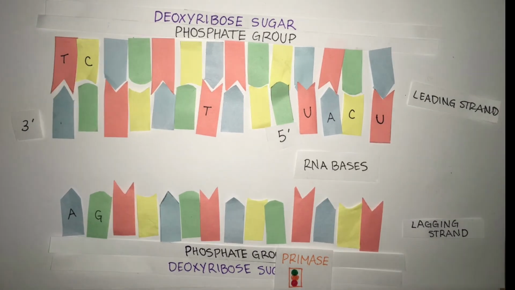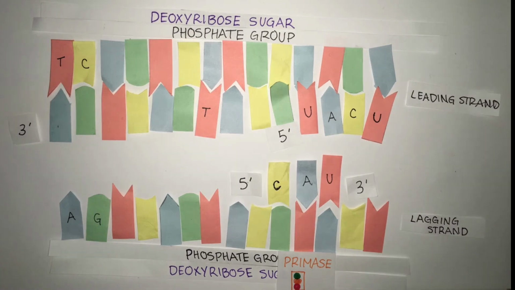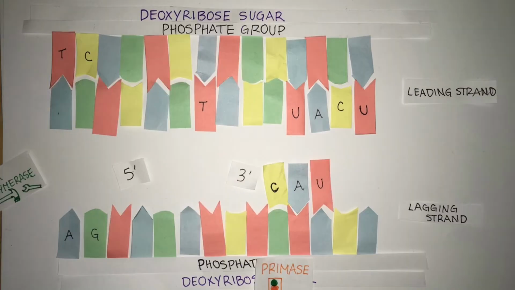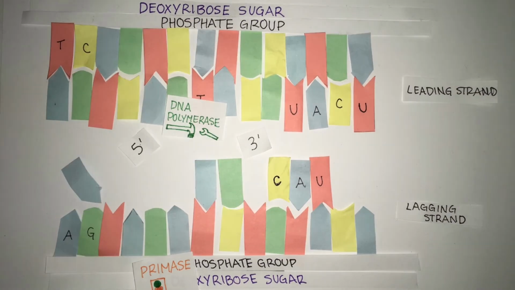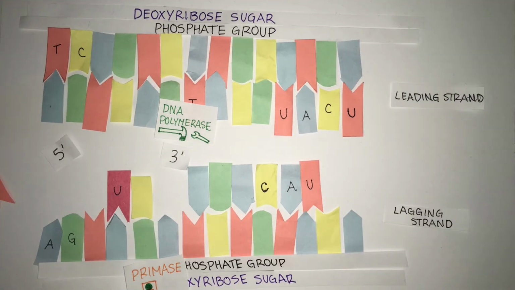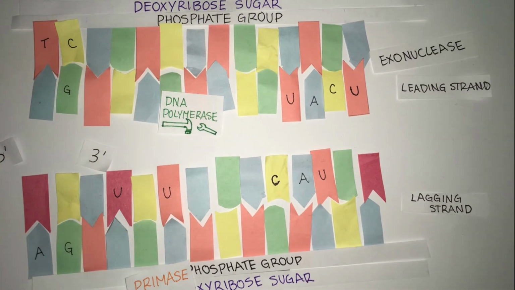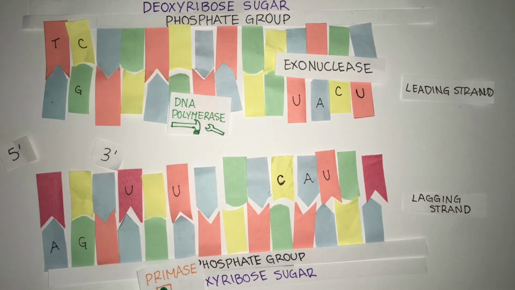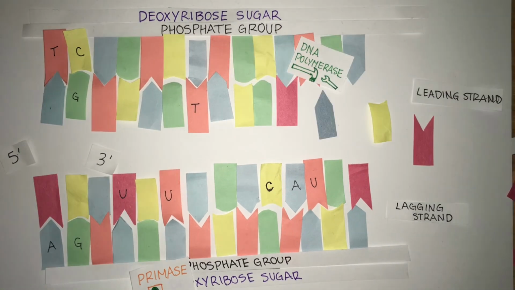Meanwhile, the lagging strand cannot build continuously as it runs from 5' to 3'. It will need to have a primer every time it builds a fragment. These are RNA bases. This then creates Okazaki fragments. The enzyme exonuclease then removes all RNA bases, and DNA polymerase replaces them with DNA bases.